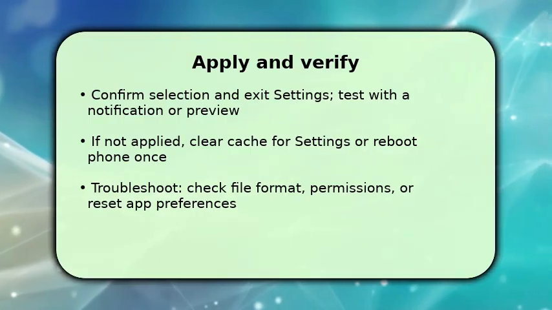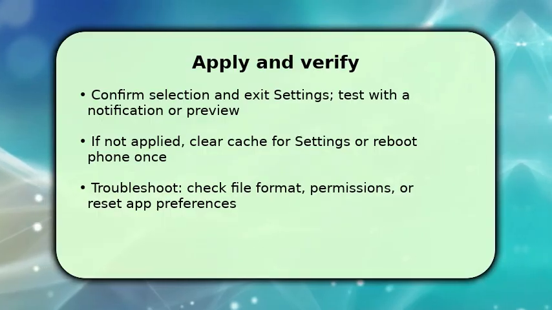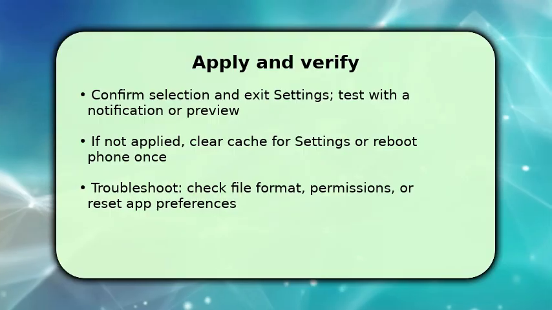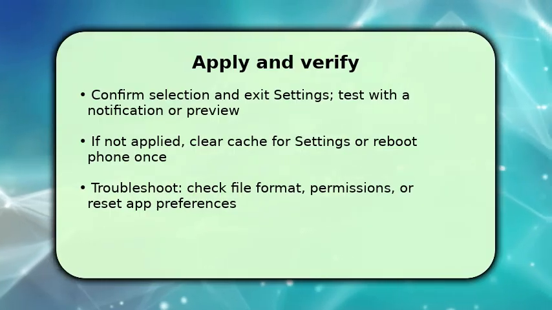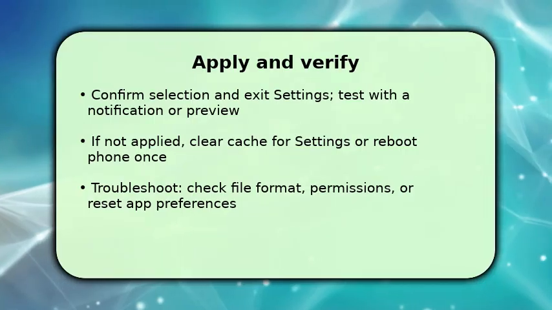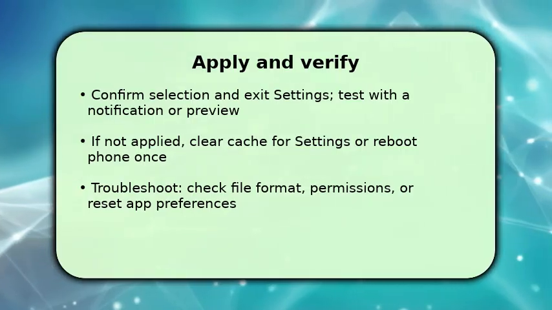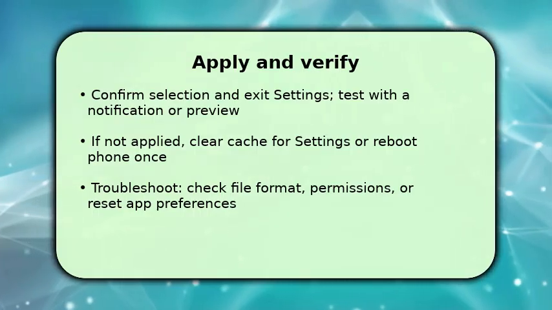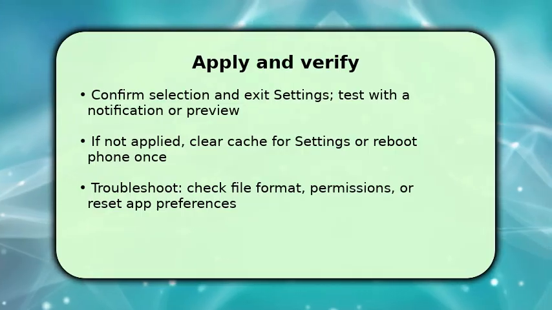If you don't hear it, restart the phone and check volume and Do Not Disturb. System updates can change behavior. If problems persist, clear the Settings app cache or reset app preferences so sound defaults reapply. As a final tip, ensure the tone file is MP3/OGG and under a reasonable bitrate.